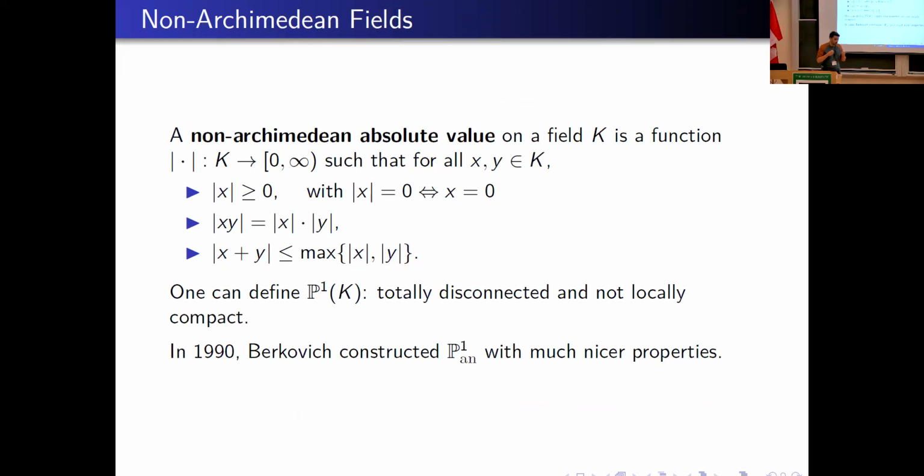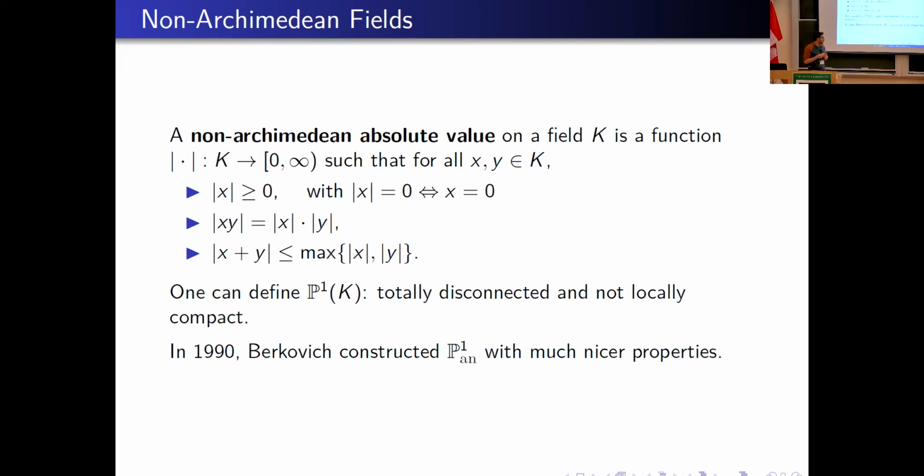One would like, usually, to work in the projective line. So you could try to construct P1 of K. In all generality, what you might get is something that is totally disconnected and not locally compact. Okay? And what this means is that the topology that you're looking at might not be the right one.